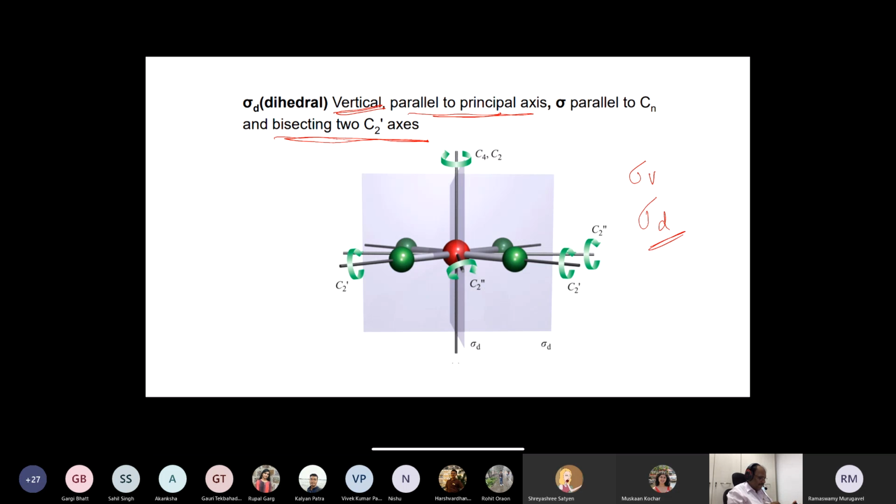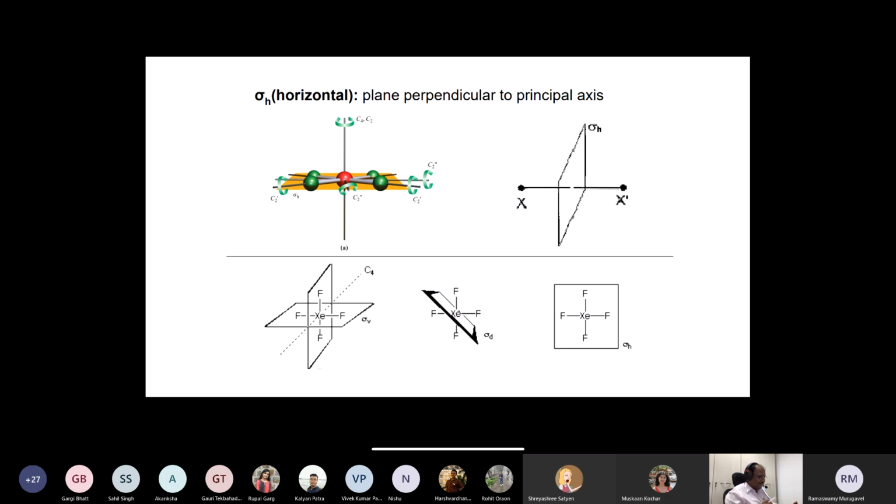Okay, for example, the plane shown here bisects this C2 prime and this C2 double prime. Same way, this mirror that is shown here bisects two more C2 axes. So whenever a mirror plane which is vertical, coinciding with the principal axis, also bisects two other C2 axes, then these are called dihedral planes. And the third one is very easy to visualize. That is a horizontal plane, sigma h.